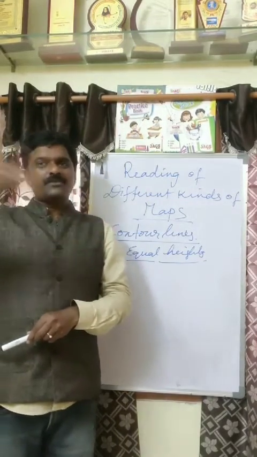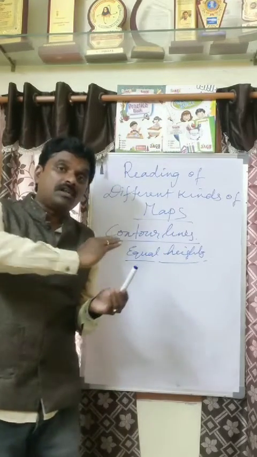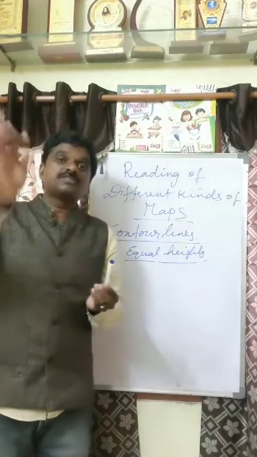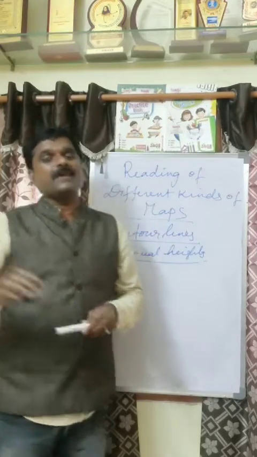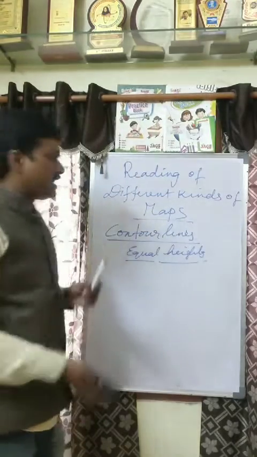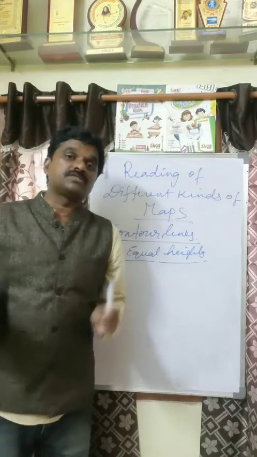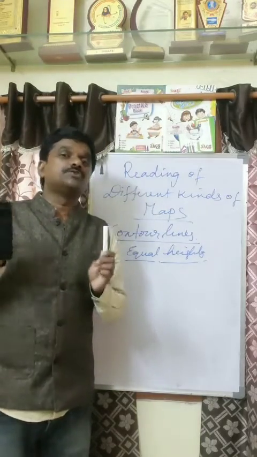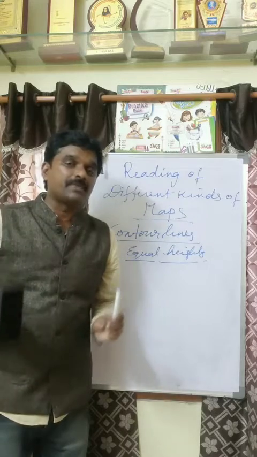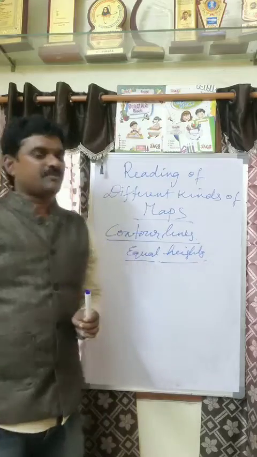So on a map, if you come across a contour line, the height of all the places on this contour line is the same. So contour lines are very useful for us to know different heights. One more concept is very important. What are contour lines? Contour lines are the lines which join the places on a map with equal heights. Hope you understand this concept very clearly.